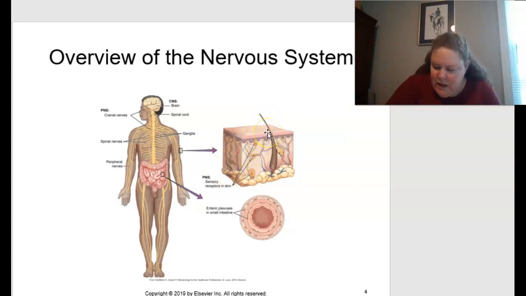in the skin. And if you look at a cross section of it, you can see that you have the enteric plexuses in the small intestine. So that would be, again, part of the peripheral nervous system where you're receiving information from all over the body.